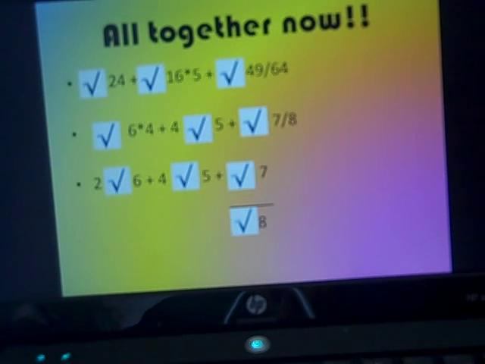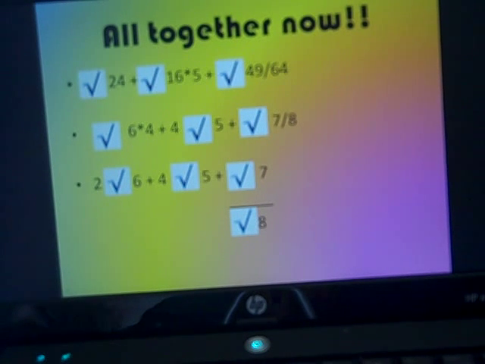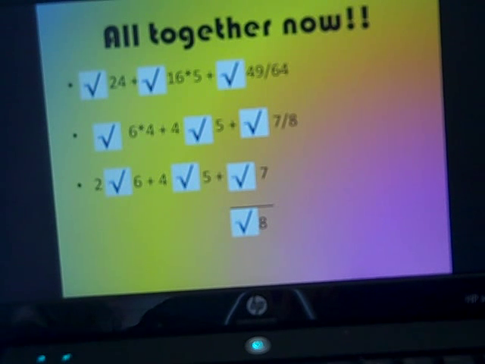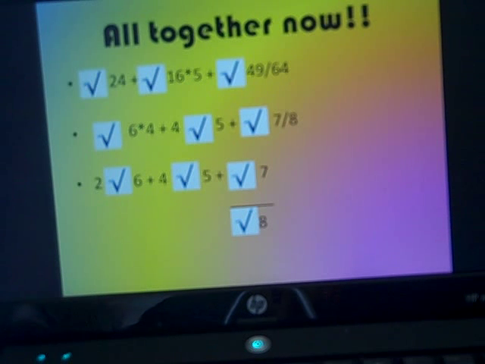All together now. Square root of 24 plus the square root of 16 times 5 plus the square root of 49 divided by 64. Simplify the square root of 24 equals the square root of 6 times 4. Simplify the square root of 16 times 5 equals 4 times the square root of 5. Simplify the square root of 49 over 64 equals the square root of 7 over 8. Simplify the square root of 6 times 4 equals 2 times the square root of 6.